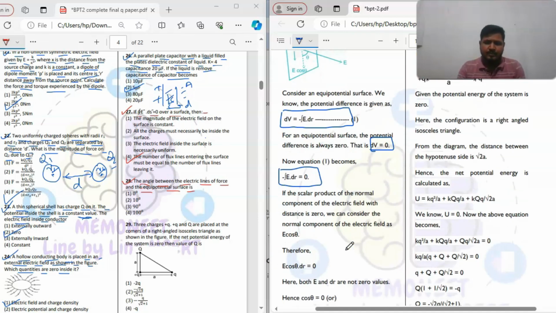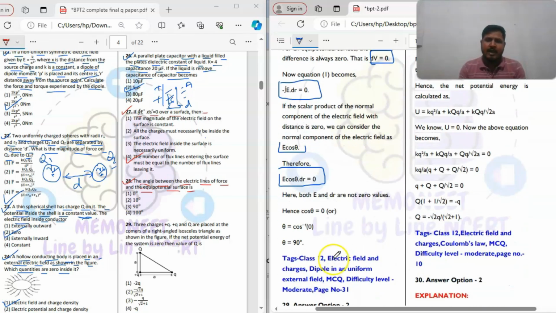Now we take the component E cos theta. So E cos theta dr is equal to 0. E and dr will not be equal to 0, so only cos theta is equal to 0. After solving this, we get theta is equal to 90 degree. Right? So our third option is the correct option.